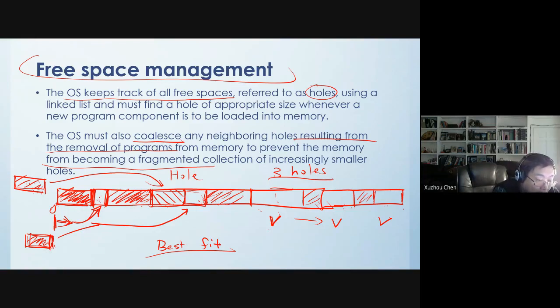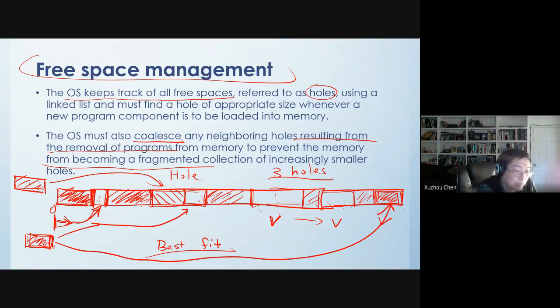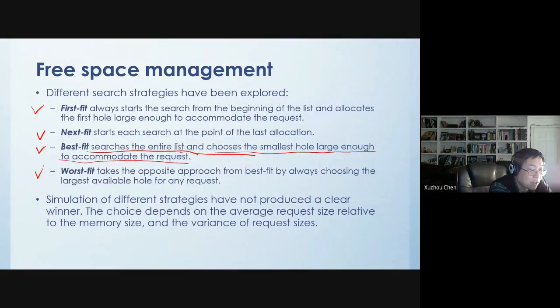So in this case, this is the biggest one, so I skip. And the next one, compare this one, and this is the smallest hole that's big enough to accommodate this program. So I'm going to put it here. It's almost like a perfect fit. Okay. That's called the best fit. So the best fit searches the entire list and chooses the smallest hole that's large enough to accommodate the request. Okay. And the last search is called the worst fit.